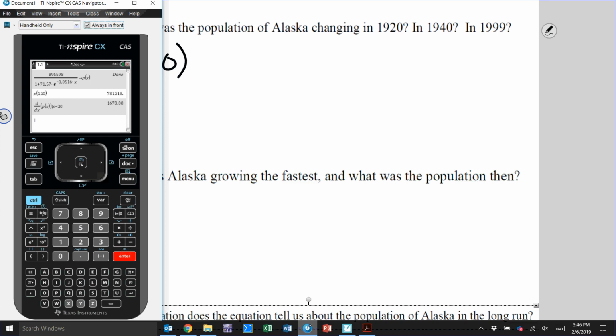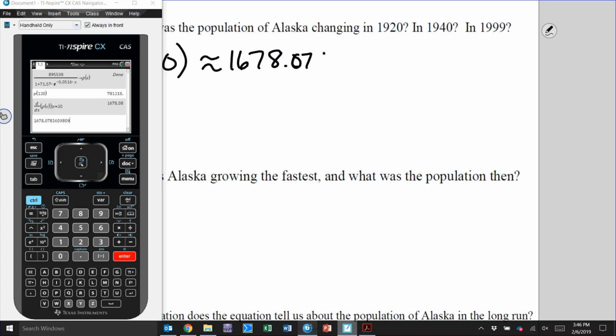So this is going to be approximately 1,678.08, and it's really 078, so we probably should go ahead and get that. And so if you don't remember, just highlight that, hit enter, and you'll get more decimals. So it's 078, and this is people per year, because this was the derivative over time. So that's what P prime of 20 is. So this is how fast the population was changing in 1920. Since it's positive, we would say it's increasing at about 1,678 people per year in the year 1920.